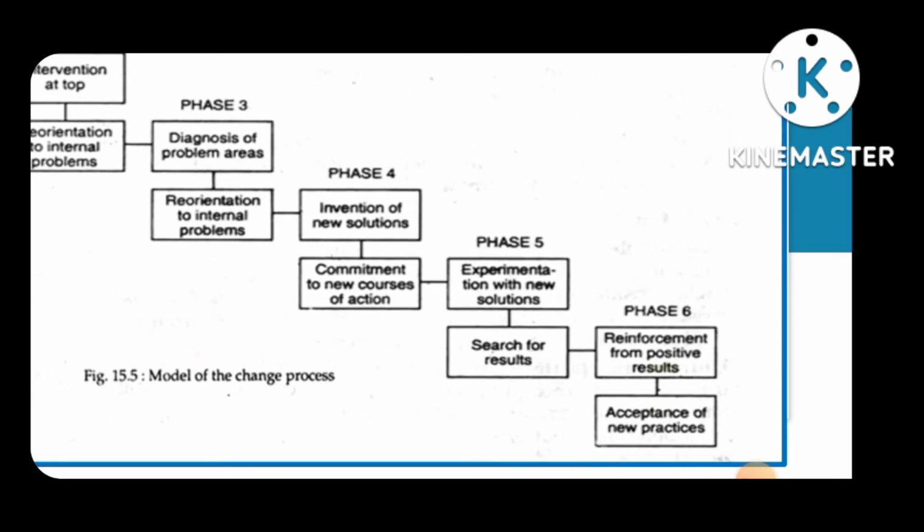Phase 5, experimentation with new solutions. Our reaction will be a search for results. It simply means that the solutions developed in phase 4 are normally put to test on a small scale and the results analyzed. If the solution is successful in one unit or a certain part of a unit, it may be tried in the organization as a whole.